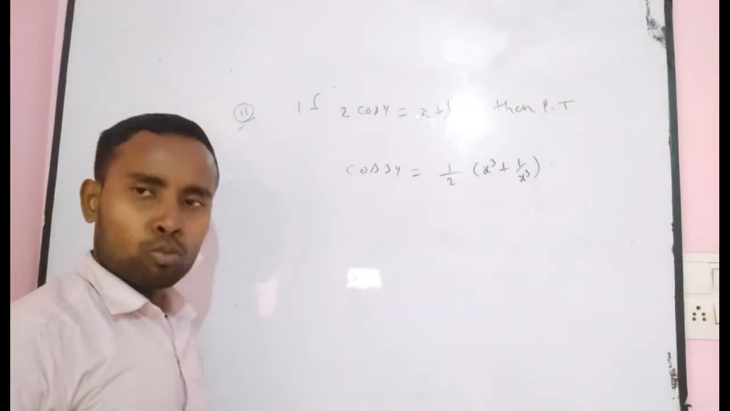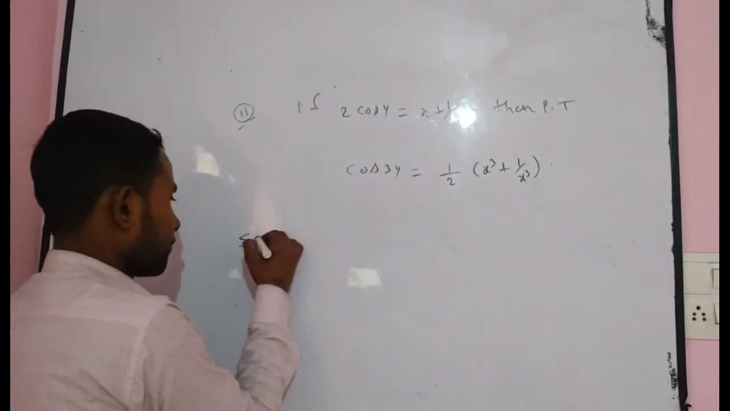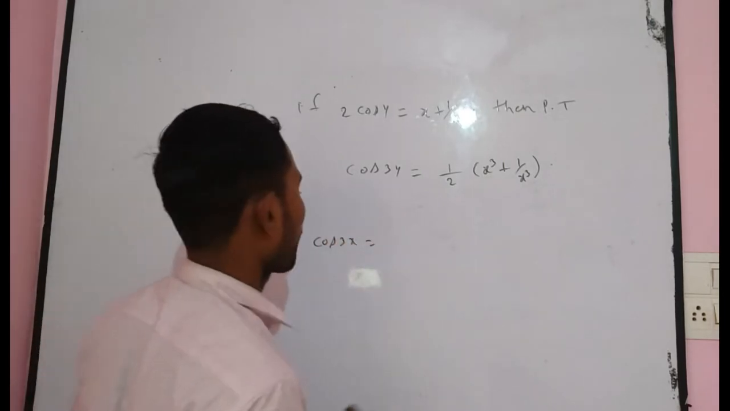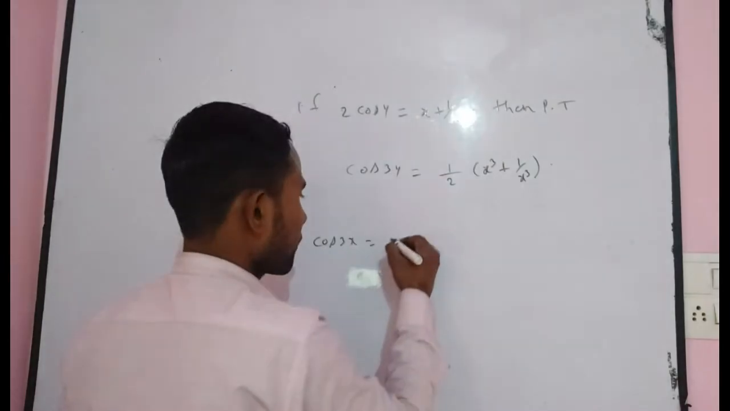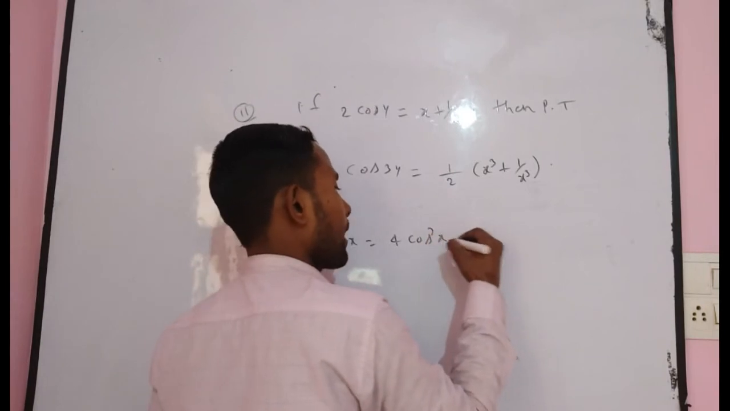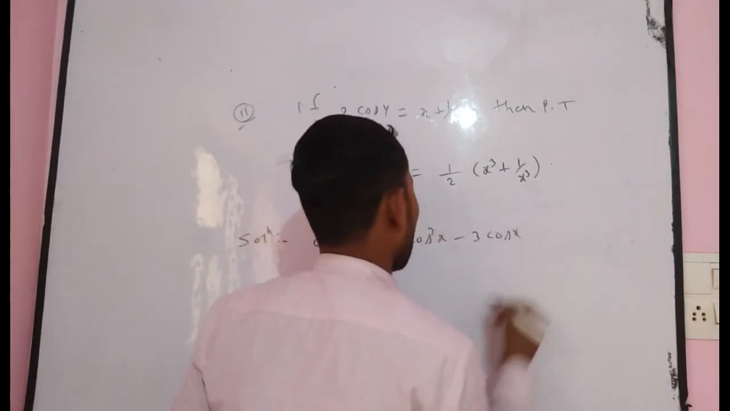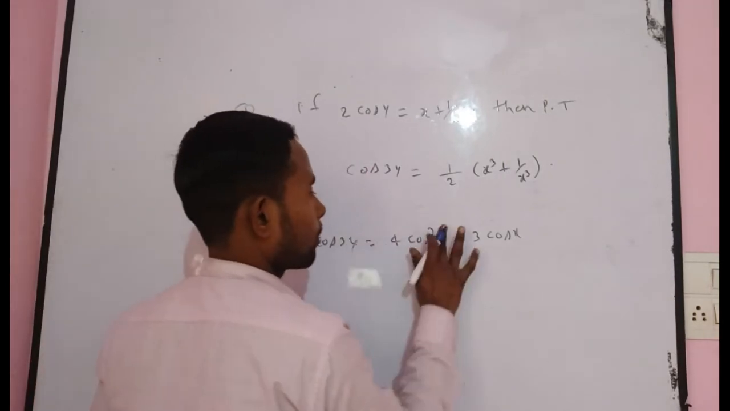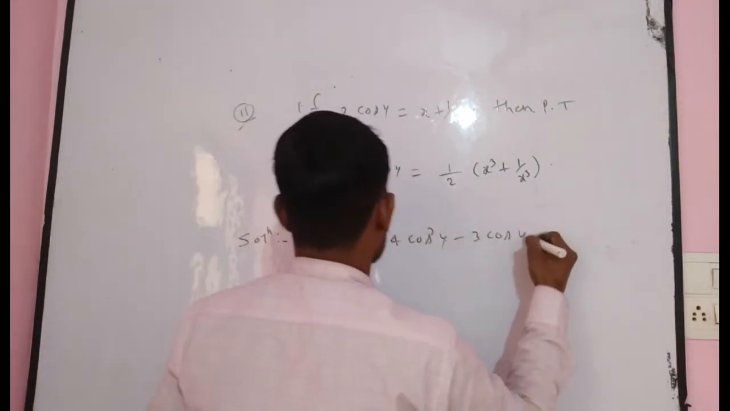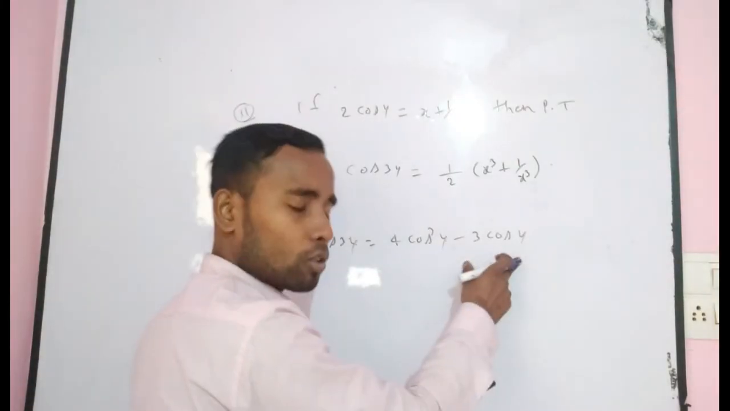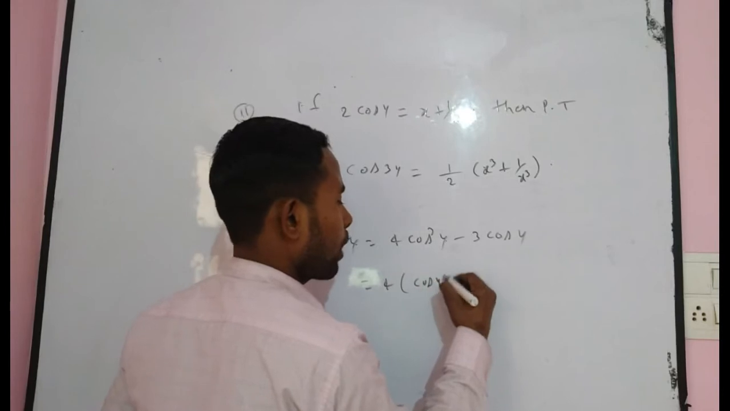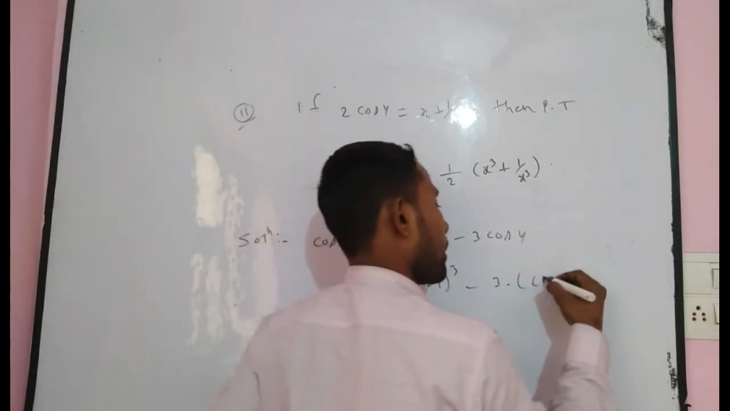Now, how can you solve this problem? Firstly, I want to hint you: cos 3x is equal to what? 4 cos cube x minus 3 cos x. Can you write? Now, as you know, I want to write in terms of y. So, cos 3y is equal to 4 cos cube y minus 3 cos y. Now, can you write 4 times cos y whole cube minus 3 times cos y?